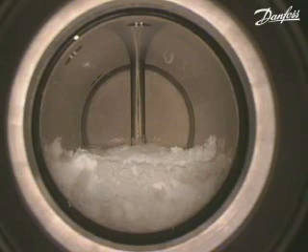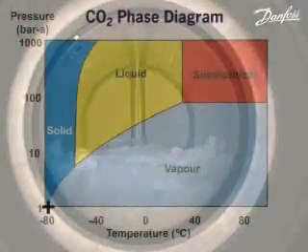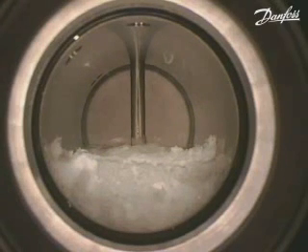As the pressure continues to fall below the triple point, only solid and vapor are present in the cell. Solid CO2 is also known as dry ice. It has a surface temperature of minus 78.4 degrees C at standard atmospheric pressure. The pressure inside the cell is now approximately equal to the surrounding atmosphere of 1 bar absolute.